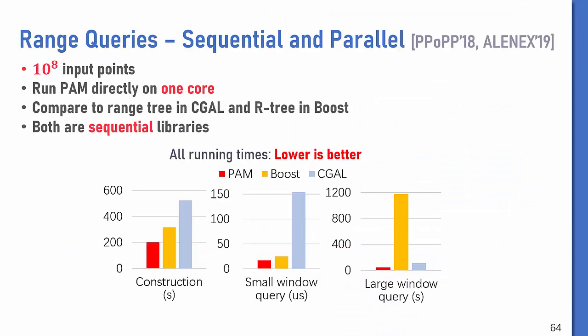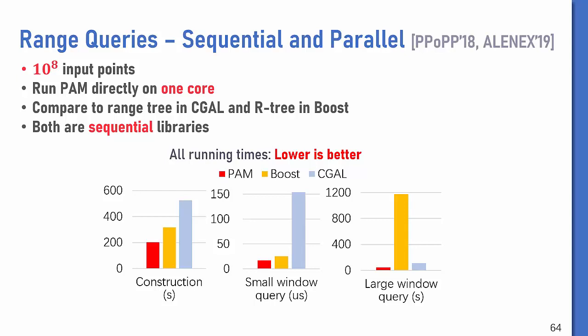So I'll next show some experimental results for the 2D range query as an example. We use 100 million input points in 2 dimensions, okay, and compare with some other implementations. We didn't find comparable parallel implementations in C++, so we compare PAM with 2 well-known sequential libraries. The first one is the range tree in CGAL, and the other one is R tree in the Boost library. So they both answer the same 2D range query as our implementation does, and we run our code directly on one core for a fair comparison with the sequential libraries.